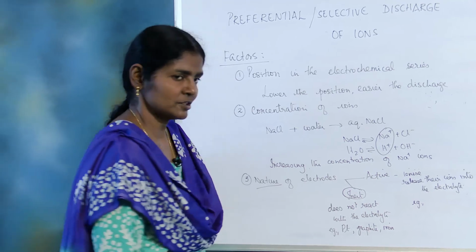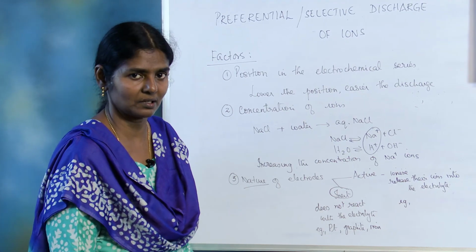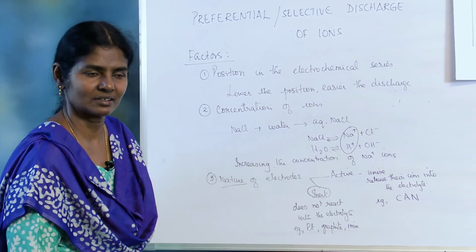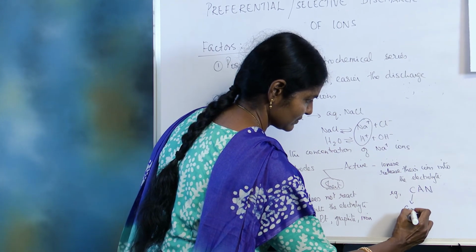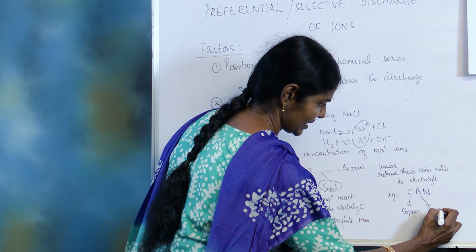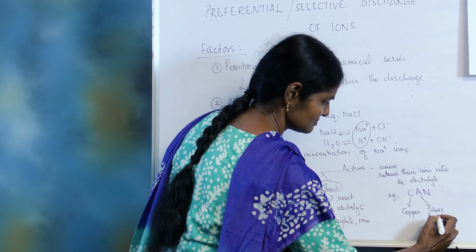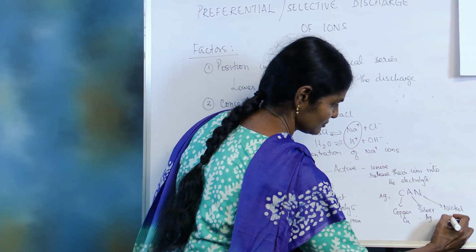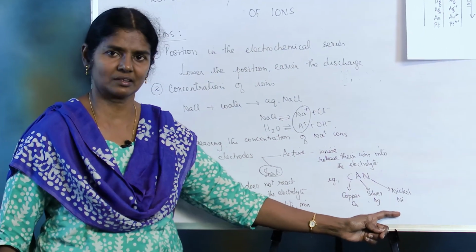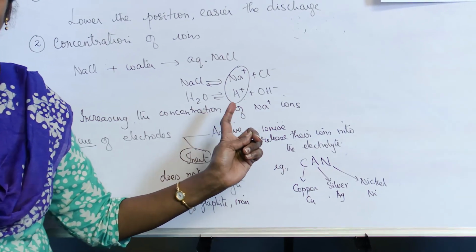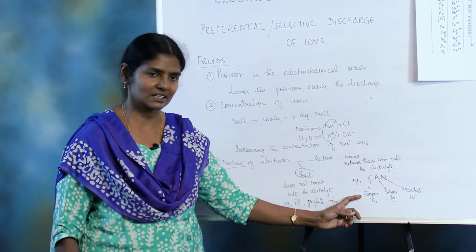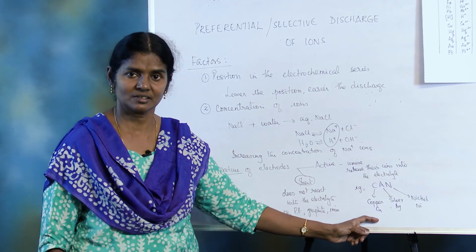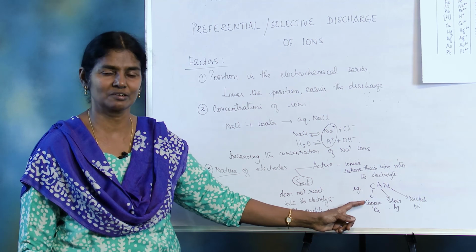In our 10th standard, we have three active electrodes that we need to remember. If you remember the word CAN, then you can get through this. C stands for copper. A stands for silver, and the Latin name you shouldn't forget is argentum, or the symbol Ag. And N stands for nickel, symbol Ni. When you put the first letters together, you get C-A-N, and you can remember the active electrodes: copper, silver and nickel. You will not forget the active electrodes.